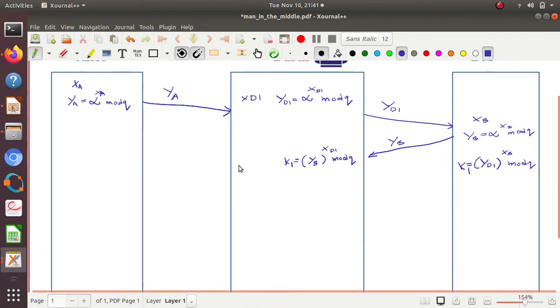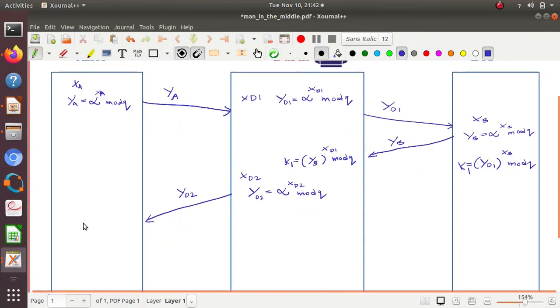Then Darth will generate another key XD2 and then compute the public key value YD2, which is equal to alpha to the power XD2 mod Q, and this value will be transmitted to Alice. This YD2 will be transmitted to Alice instead of YB, and Alice thinks that it is coming from Bob.